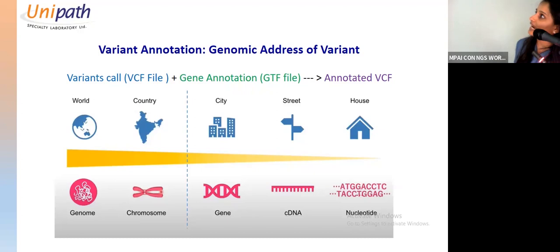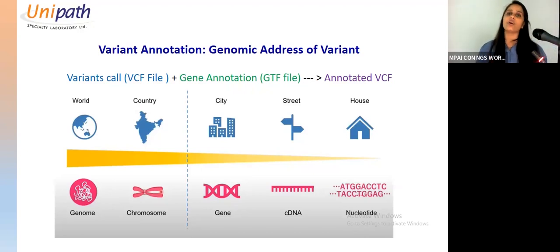Annotation is like giving an address to the particular variant. So you have this genome, you have this chromosome, so you are tagging the variant. It is coming from this chromosome, it is coming from this gene. This is the change in the sequence which is happening, and this is the change in the protein. So this is what you get after annotation.